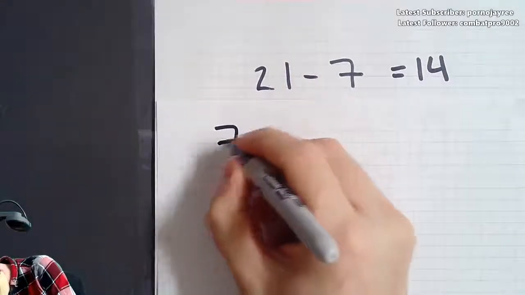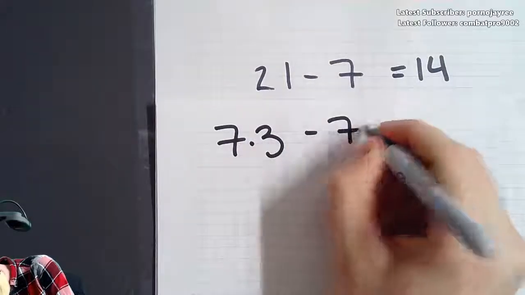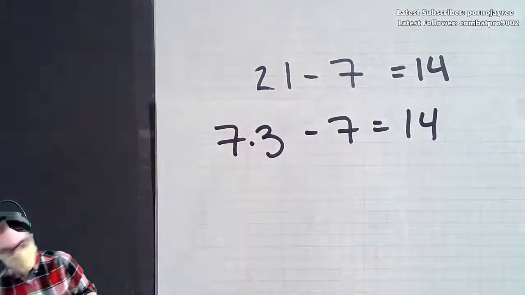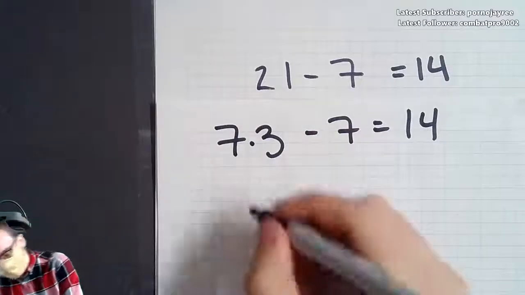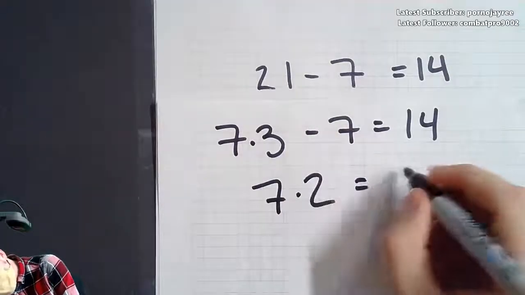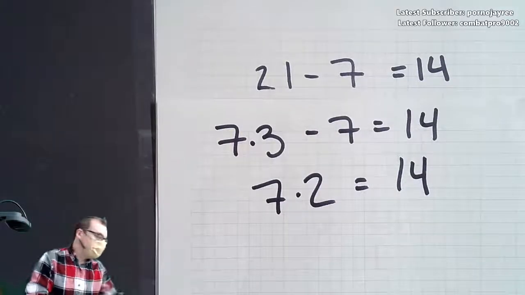You can think 7 things, and then get rid of 7, and 7 times 2 equals 14. One less group of 7, right? So really what we have here is 7 times 2. Very good, very good.